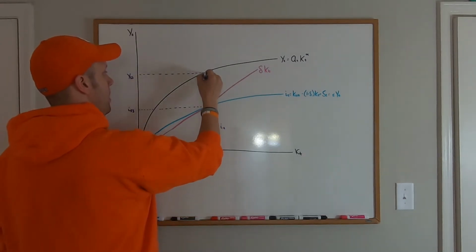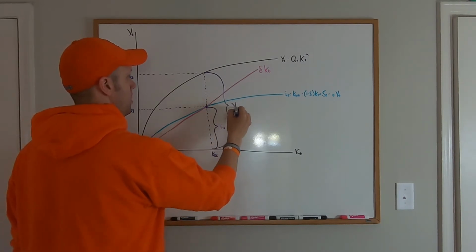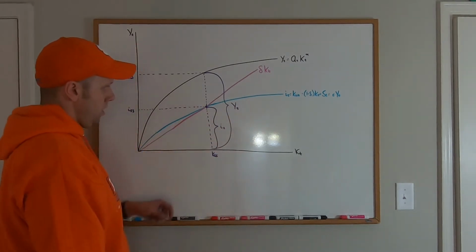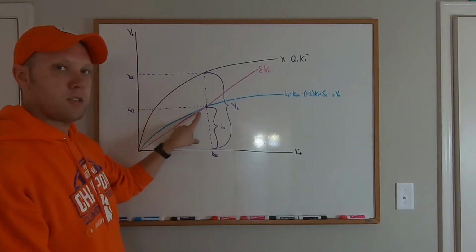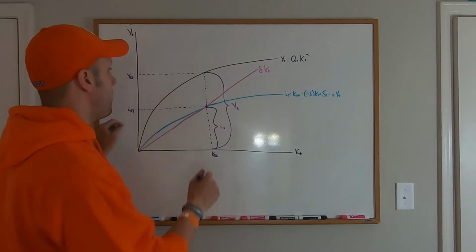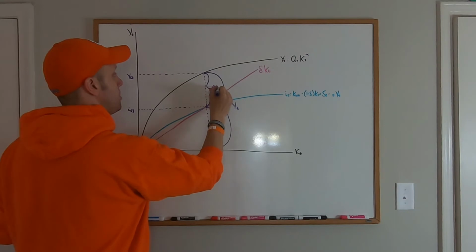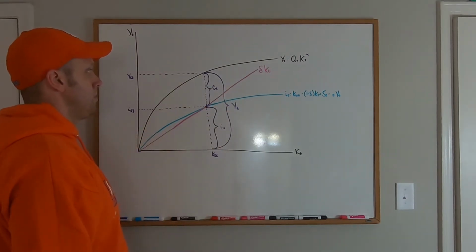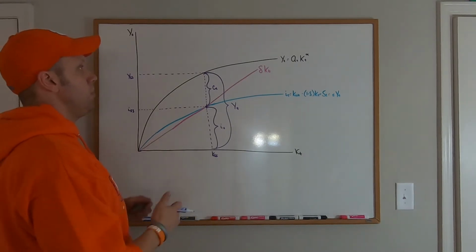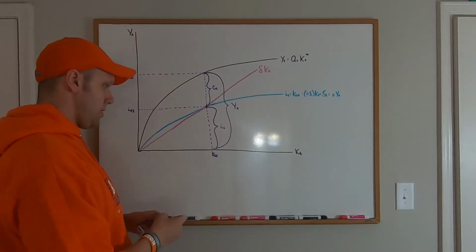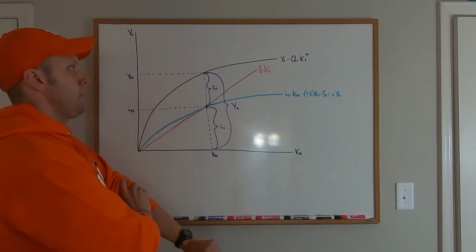So if this total amount is what's being produced, and I know what's being invested, then thanks to Walras' law, I can infer that this stuff is what's being consumed. And this is what the Solow model looks like in the steady state when we graph it out rather than just math it out.